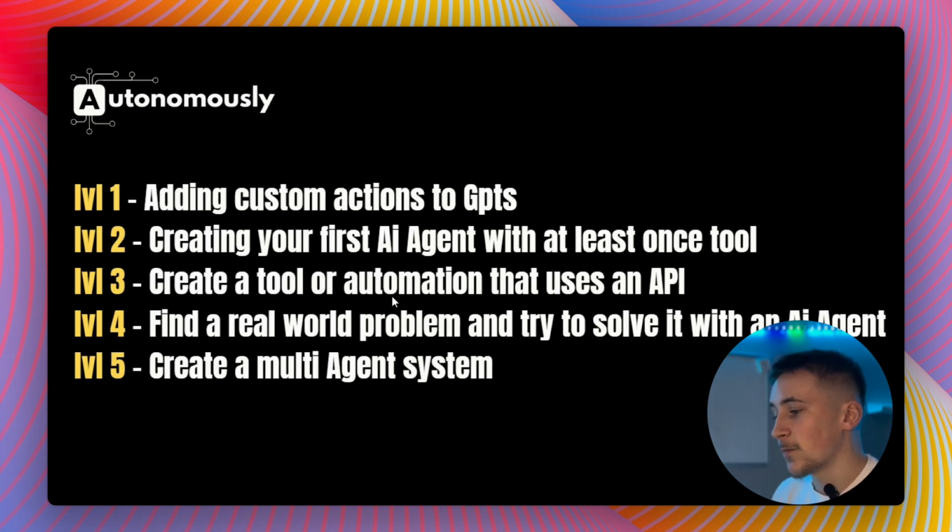Level 4, I said, find a real world problem and try and solve it with an AI agent. Now this doesn't actually mean getting your first client, but this just means looking at a real world problem that people have in business. It could be something really simple like your inbox being too messy or something like that. It doesn't have to be industry specific. And then just try and create an AI agent that can solve this.